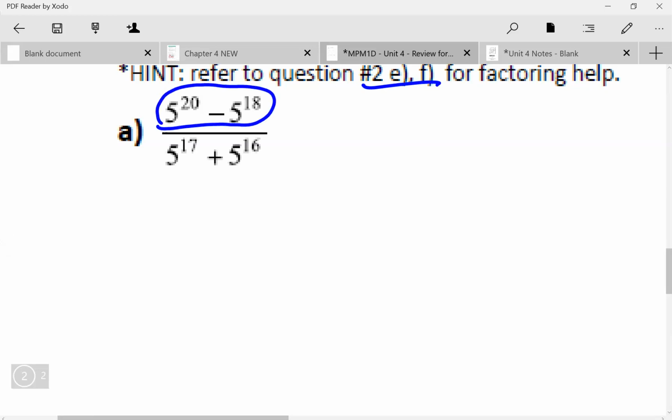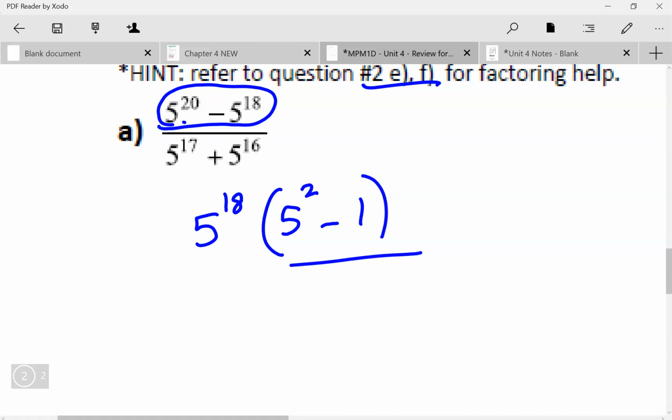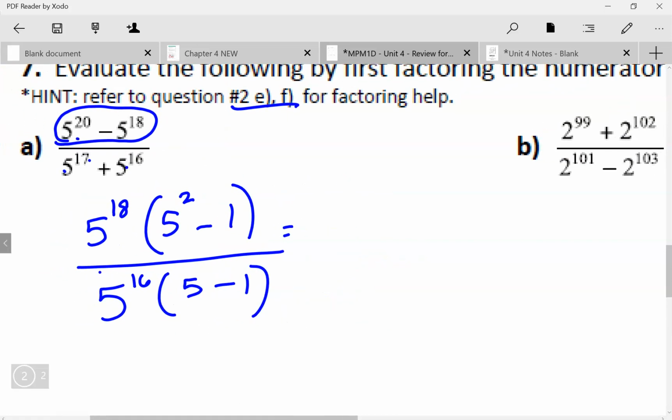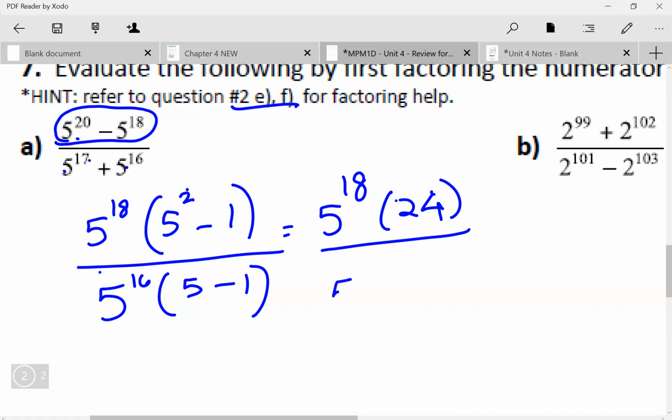To factor the top, I will take my lowest power and then divide. So this is left with 5 to the power of 2 minus 1 divided by 5 to the power of, here I have 16 is my lowest power, and I'm left with 5 minus 1, I believe. So let's simplify these things first. Here I have 5 to the power of 18 times 25 minus 1 is 24, over 5 to the power of 16 times 4.